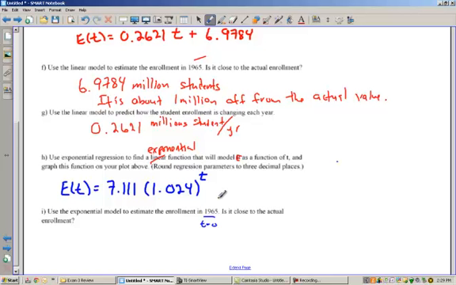And then we're going to answer some questions about this formula we found. It says use the exponential model, so that's this right here, to estimate the enrollment in 1965. So remember 65 is when t equals 0, so you could just plug in 0 and get your answer, but it's actually just this first number, the initial value. So it starts off here 7.11, and we have million students.